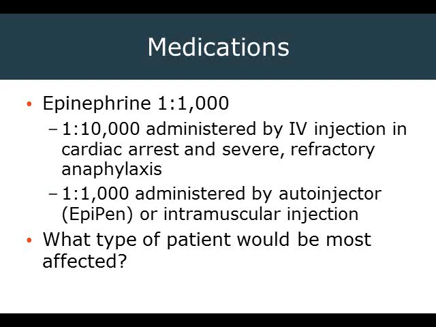So Epi 1 to 1,000 is administered to anaphylaxis patients, occasionally to some other patients like a status asthmaticus or a patient with severe COPD, or a toxic inhalation occasionally. And it helps just open them up, get more air moving in and out. Used very cautiously in patients with a significant cardiovascular disease or hypertension, because this is going to really wreak some havoc on their heart.